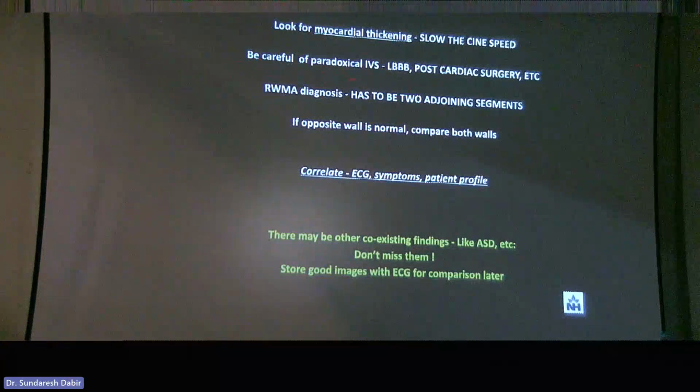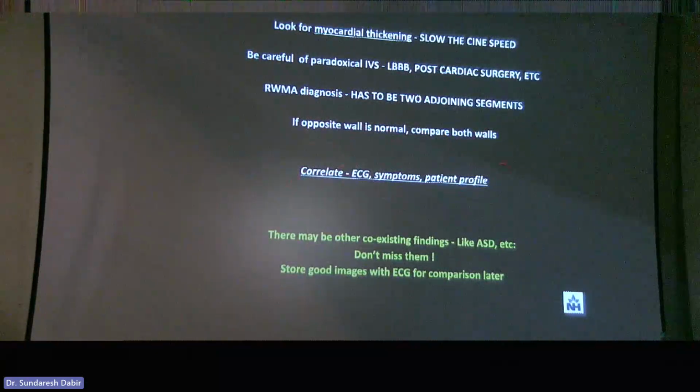And be careful of paradoxical IVS, something like LBBB or post-cardiac surgery, you can mistake it for wall motion abnormalities. It's very important that when you look at the wall motion, the guidelines tell you that it has to be two adjoining segments. When you have two adjoining segments, they are more likely to be coronary disease. If it is just one segment, more likely to be due to other diseases. But the thumb rule is that you have to have two adjoining segments. And when you have an opposite wall which is normal and the other wall which is abnormal, compare both the walls. That will give you a better perspective.